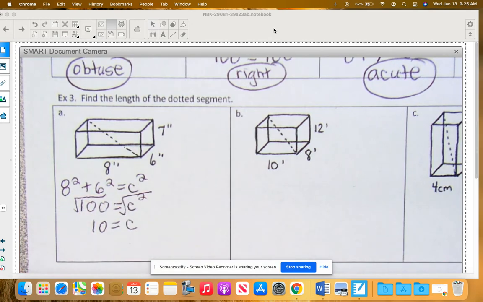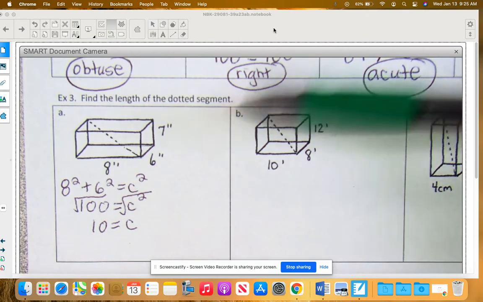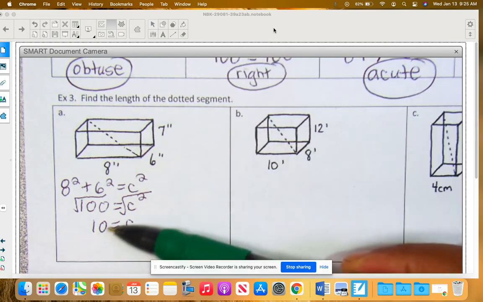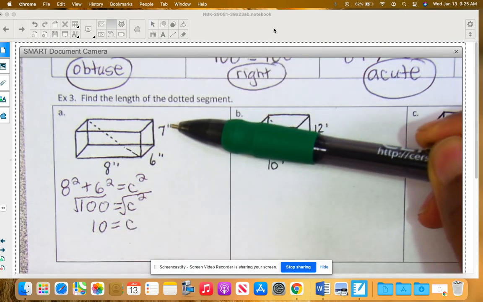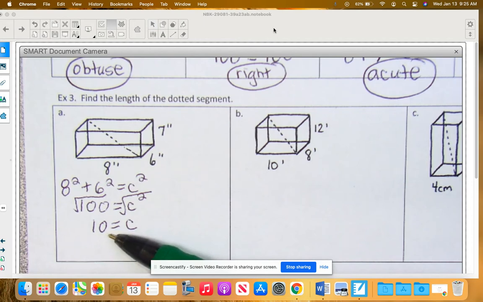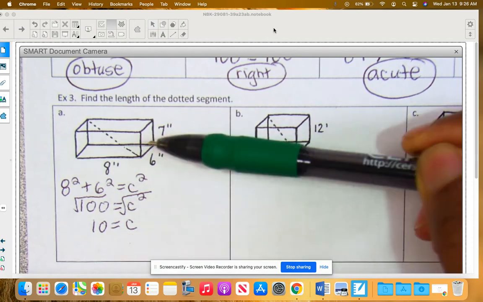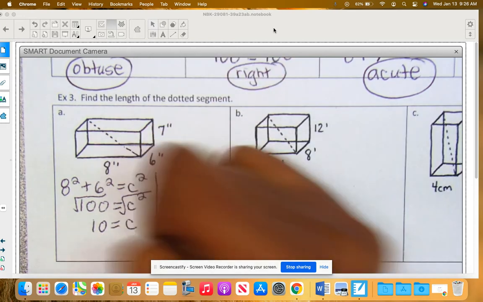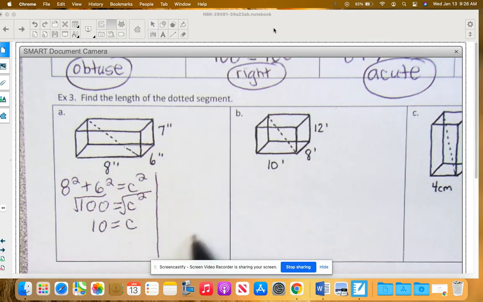Now, ordinarily, we would be finished, voila, Pythagorean theorem. But now we have a three-dimensional figure. So I need to include the fact that my height is 7 inches. Now we're going to do the Pythagorean theorem with this number and this number. We're going to include the answer that we just found, which was 10, and then this number over here. So let me see if I can squeeze that in right here. Now I'm going to do the second part of the problem over here.